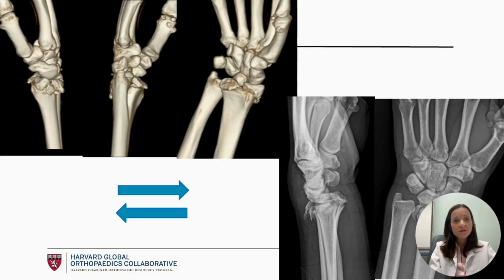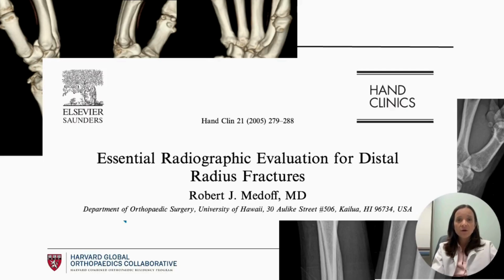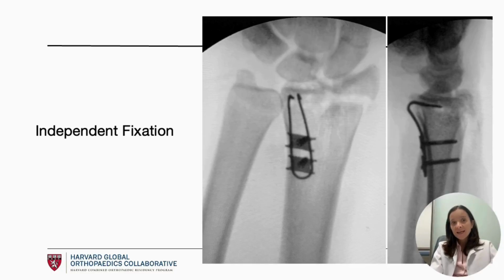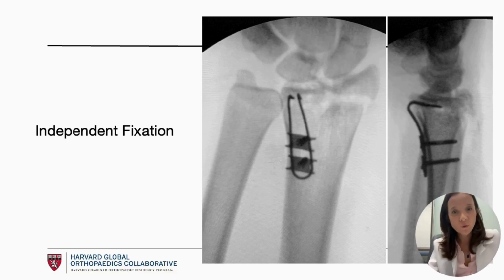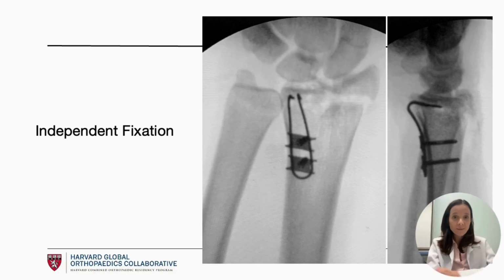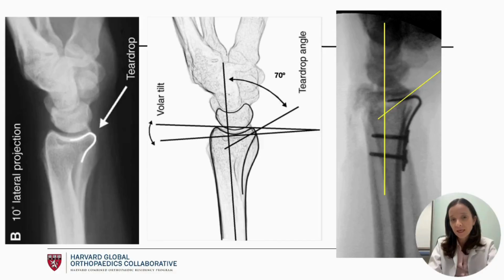Going back and forth between the x-ray and CT images is helpful, but I highly recommend reading this article if you want to become a master on distal x-rays. Next step, reduce and fix each fragment independently, starting with the volar ulnar corner. In this case, the fragment was so small, less than 5 millimeters, that I used a buttress pin plate.